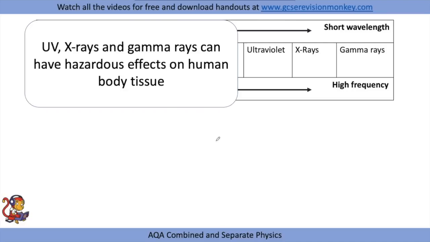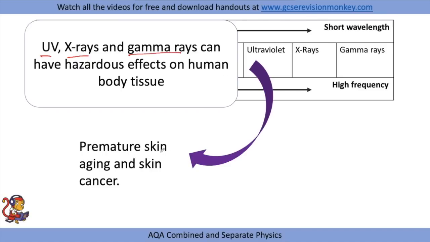The high frequency, short wavelength, high energy end of the spectrum can have hazardous effects on human body tissue. So these are UV, X-rays, and gamma rays. For example, ultraviolet light can prematurely age the skin and cause skin cancer. And it's important in the exam, if you're talking about ultraviolet, that you must link this directly to skin cancer and not just generally write cancer.